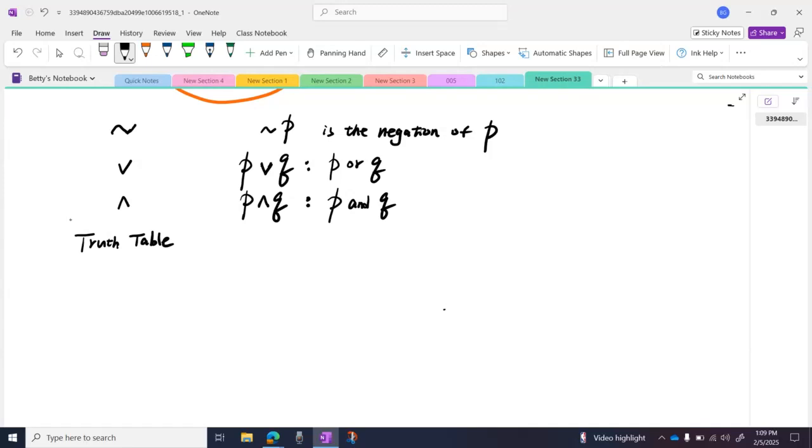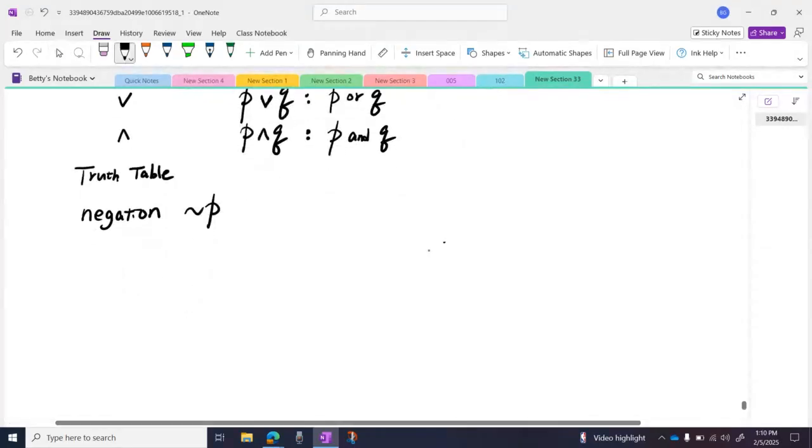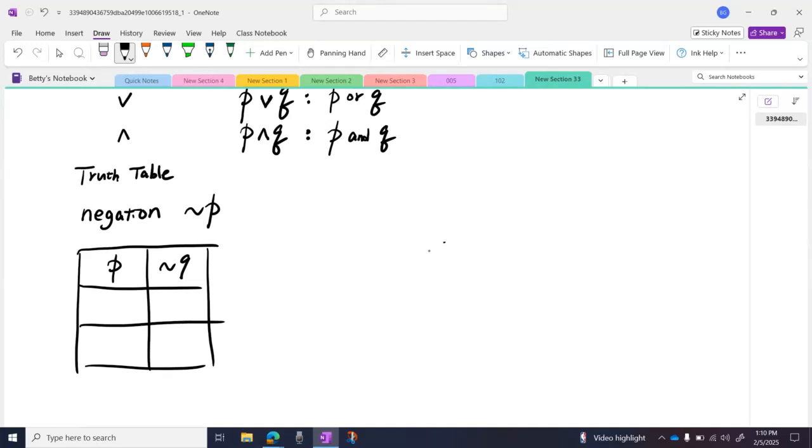For example, let's start from negation. Not P. The truth value of not P depends on the truth value of P. As the negation of P, not P has the opposite truth value from P. So we can make a table to demonstrate that. The first column we give P, the second column is not P.